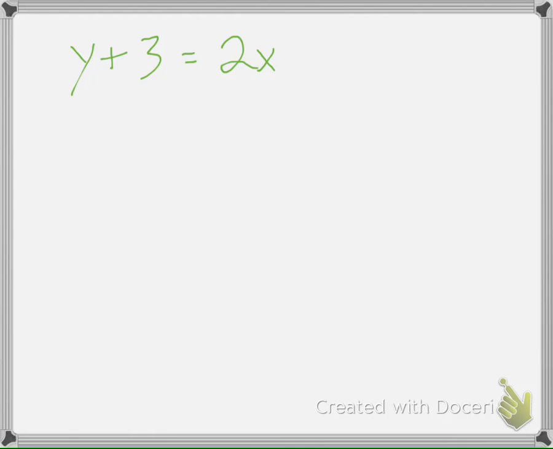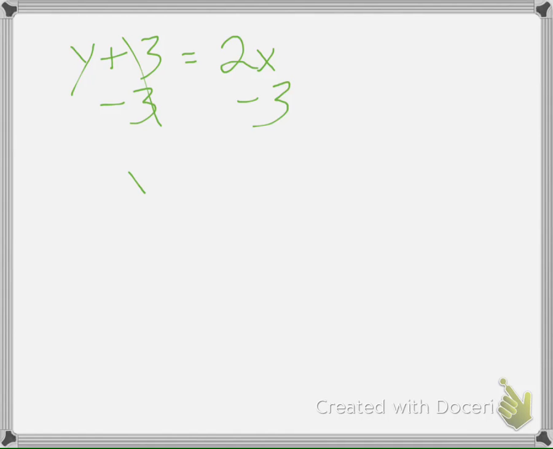We have done solving equations before. You do this just the same. If I want to get y by itself, what is in the way? 3. And I am adding 3, so that means to solve I need to subtract 3. And if I subtract it from one side, I subtract it from the other.